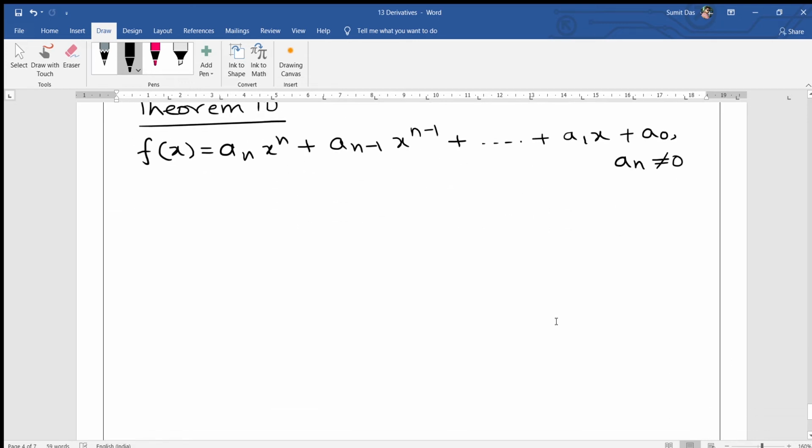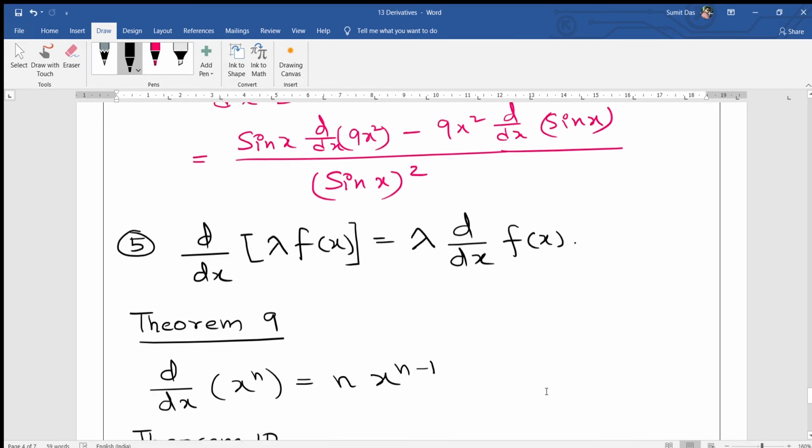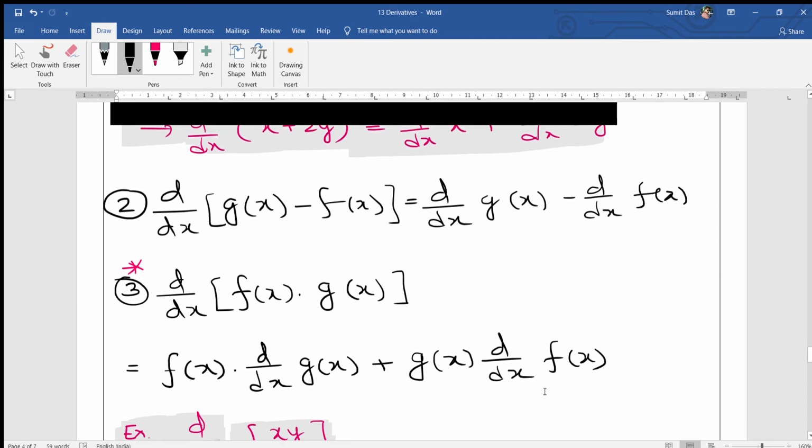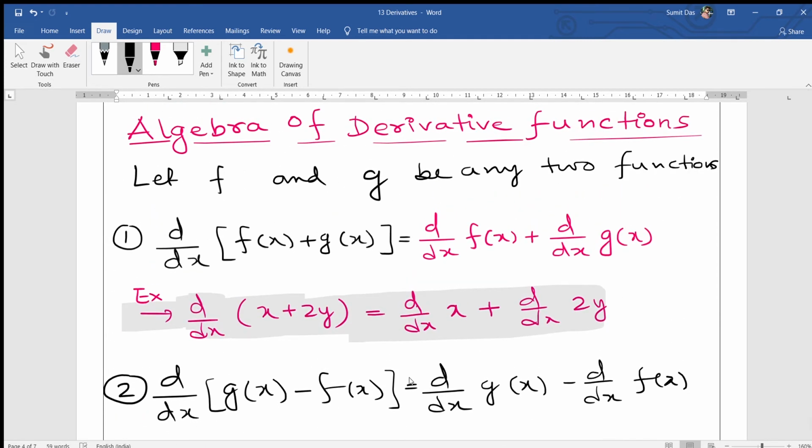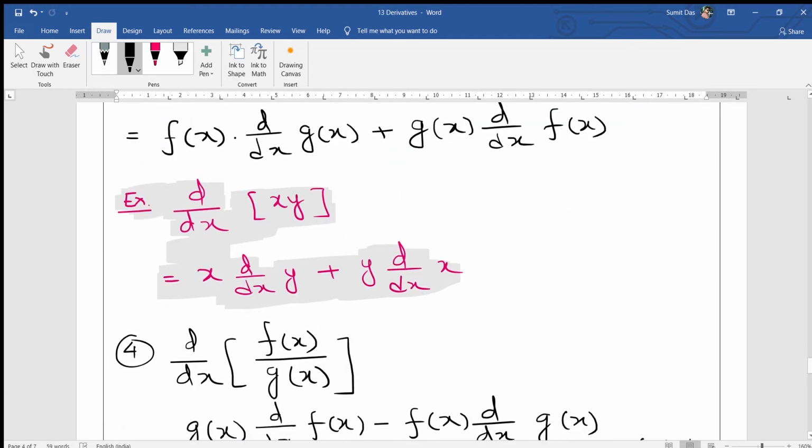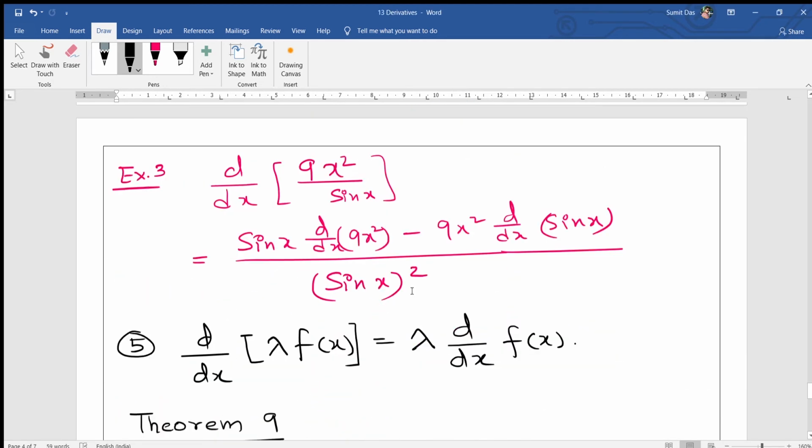Now, what will be the derivative of f(x)? Here we have to take the derivative of each term, and then we have to add. If you remember our algebra 1, we discussed that the derivative of f(x) plus g(x) is the derivative of f(x) plus the derivative of g(x). So here also the addition will come.